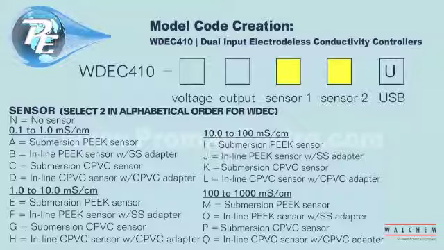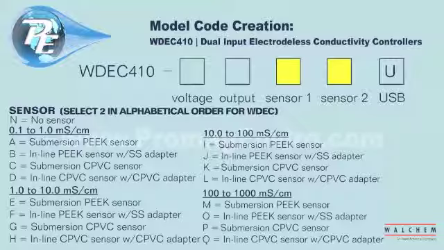The letters E to H represent the range of 1 to 10 millisiemens per centimeter. The letter E represents submersion peak sensor. The letter F represents inline peak sensor with stainless steel adapter. The letter G represents submersion CPVC sensor. The letter H represents inline CPVC sensor with CPVC adapter.